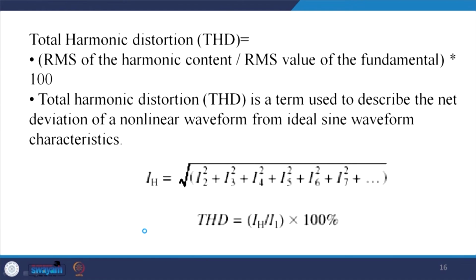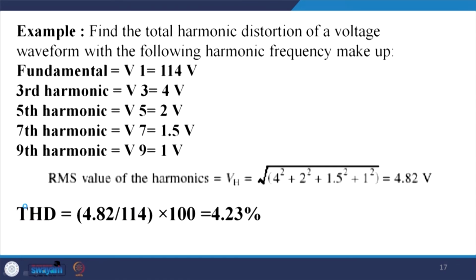So, the total harmonic distortion is the RMS of the harmonic current divided by the RMS value of the fundamental, times 100%. So, we can define IH equal to, except the fundamental, I2 square plus I3 square and so on, and THD can be represented by 100%, or otherwise this is the amount of the harmonic. So, that can be defined as a harmonic.